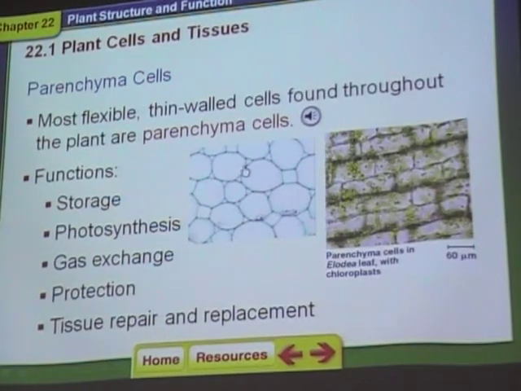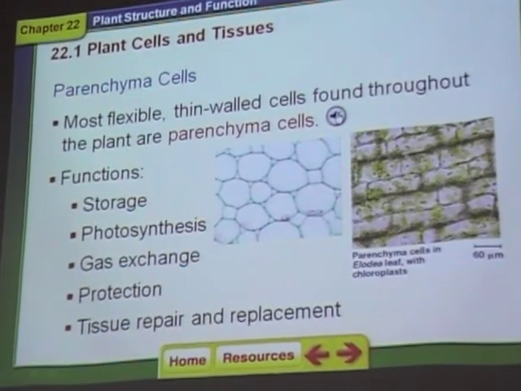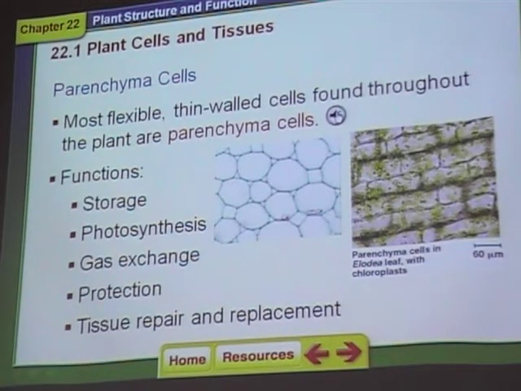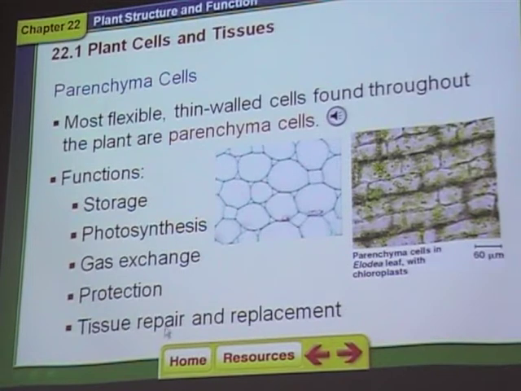3 basic types of plant cells. The most basic is called parenchyma. Let's see how that's really pronounced. Parenchyma cell. A parenchyma cell is a spherical, thin-walled cell found throughout most plants that can function in photosynthesis, gas exchange, protection, storage, and tissue repair and replacement.